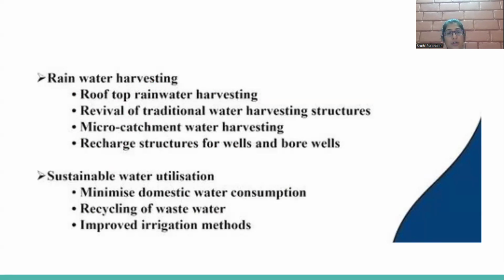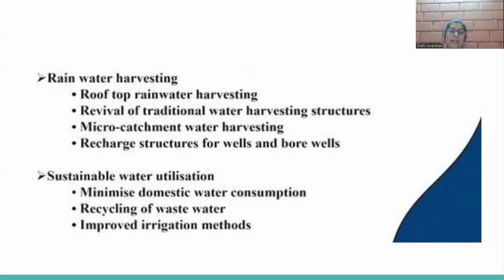Then micro catchment water harvesting. A portion of the land is prepared in such a way that it will collect the rainwater. Then recharge structures for wells and bores. When wells are replenished with rainwater, that is also one way of rainwater harvesting.